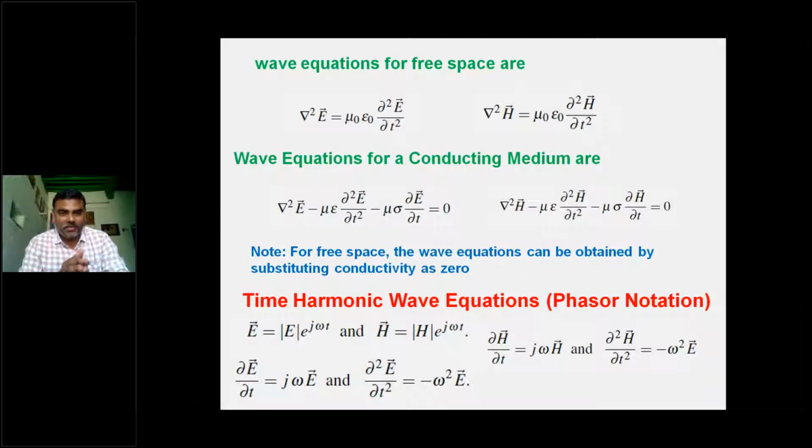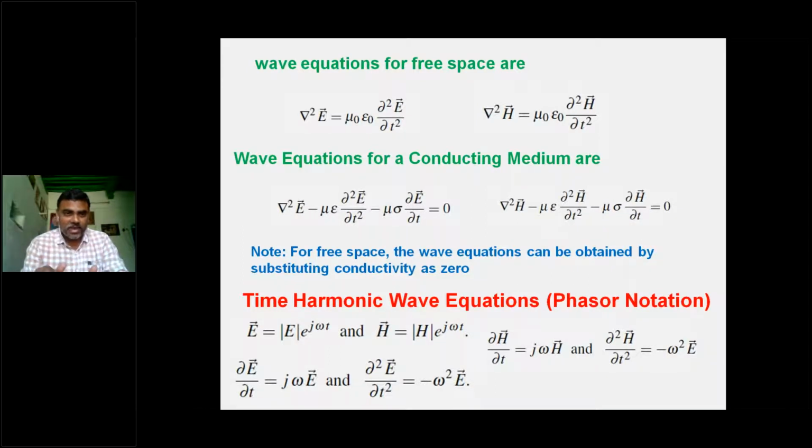Similarly, for the wave equations for the conducting media, we just need to add one more term, which is nu sigma dou E by dou T. So the wave equation for the conducting media is del square E minus nu epsilon dou square E by dou T square minus nu sigma dou E by dou T is equal to 0. Similarly for the magnetic field also. And these equations can be derived by taking the corresponding mathematical identities we solved in the class. We can see it step by step in the notes.